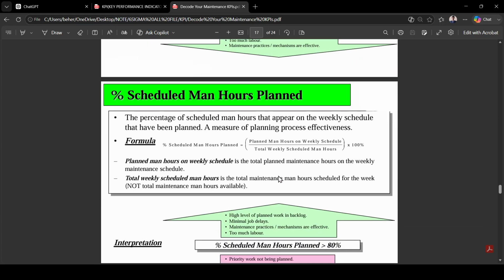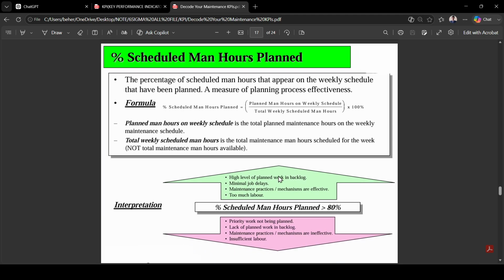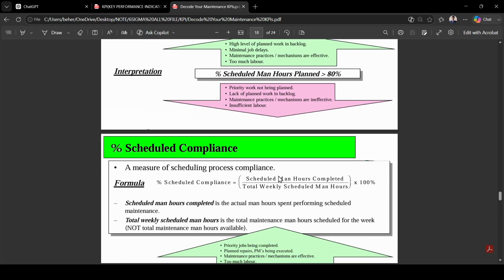Then percentage of scheduled man hours planned. The percentage of scheduled man hours that appear on the weekly schedule that have been planned. A measure of planning process effectiveness. Formula: percentage scheduled man hours planned equals planned man hours on the weekly schedule divided by total weekly scheduled man hours, times 100%. Planned man hours on the weekly schedule is the total planned maintenance hours on the weekly maintenance schedule. Total weekly scheduled man hours is the total maintenance man hours scheduled for the week, not total man hours available.